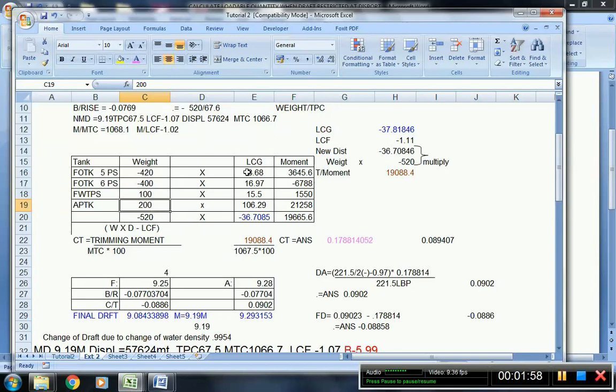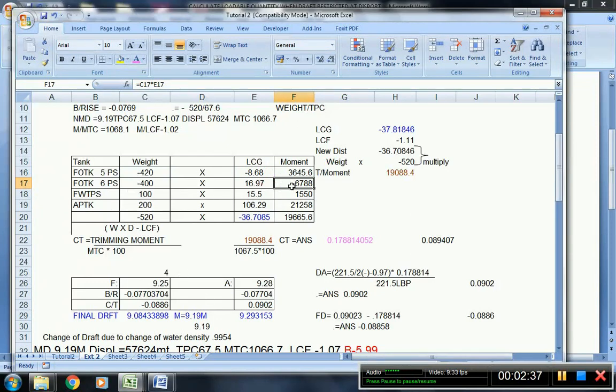Okay, so this is the LCG of each tank for number 5, 8.68, then 16.97. This is aft of midship, and the freshwater tank 15.5, and the after peak tank is 106.29. Okay, so if we calculate the trimming moment, it should be like this: equals 420 multiplied by LCG. So this is the trimming moment.